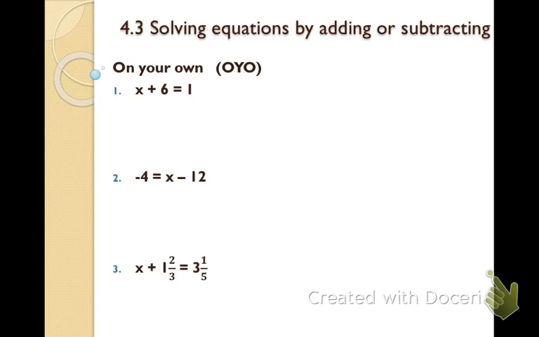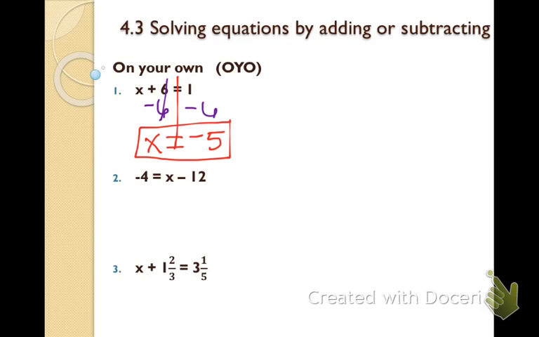Okay? Now that you've had a chance to work on these, I'm just going to quickly show the work on these problems. I would subtract 6 on both sides. I'm left with x equals -5. Answer. Second one, I want to add 12 to both sides. Those cancel. I'm left with x equals 8.